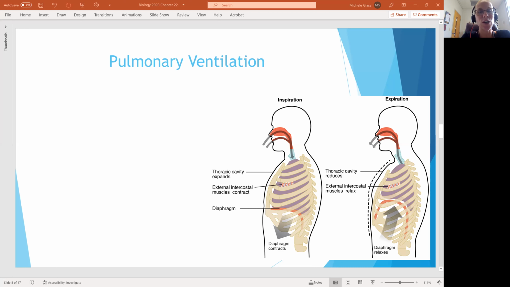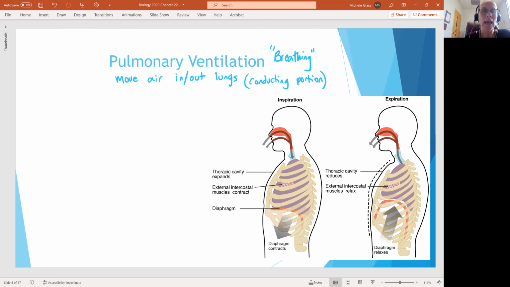We are ready to talk about one aspect of external respiration, which we said is our pulmonary ventilation. And remember, for me, I'm thinking, oh, this is my breathing for pulmonary ventilation. Or we can talk about this as moving air in or out of the lungs. And specifically, remember, we're talking about the conducting portion.